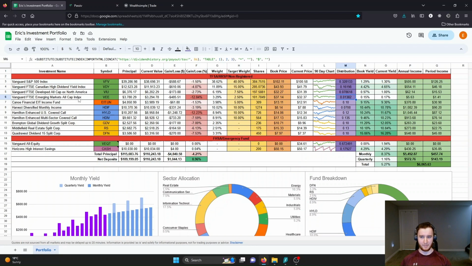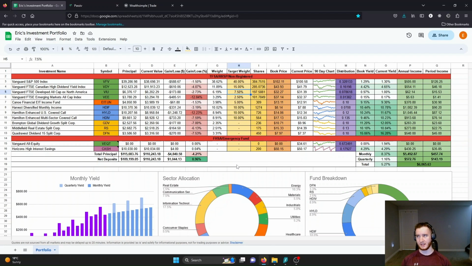So VEE, great emerging market index fund. Can't complain. I've set about 2.5% for it and 7.5% for VIU, so about 10% together for the international exposure.